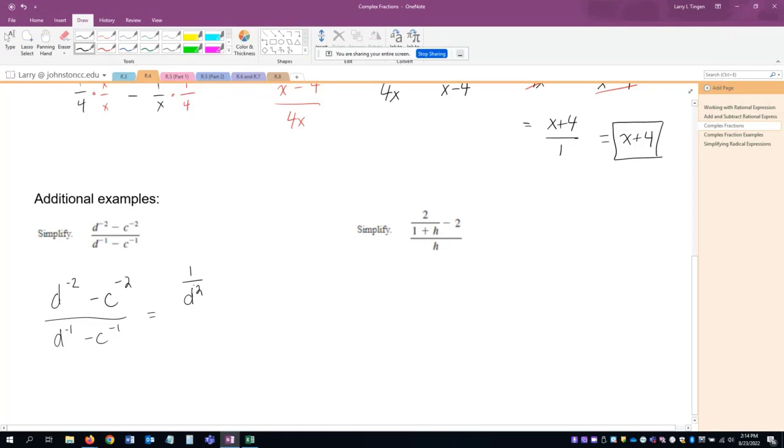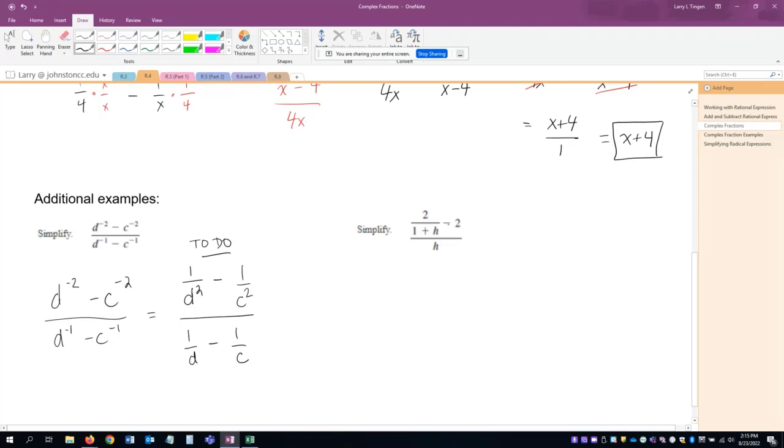So d to the negative 2 is 1 over d squared. C to the negative 2 is 1 over c squared. D to the negative 1 is 1 over d. And c to the negative 1 is 1 over c. Now this looks like the problem we did above, right? That looks like something you've done before. So I'm going to leave this one for you to finish, and this next piece.